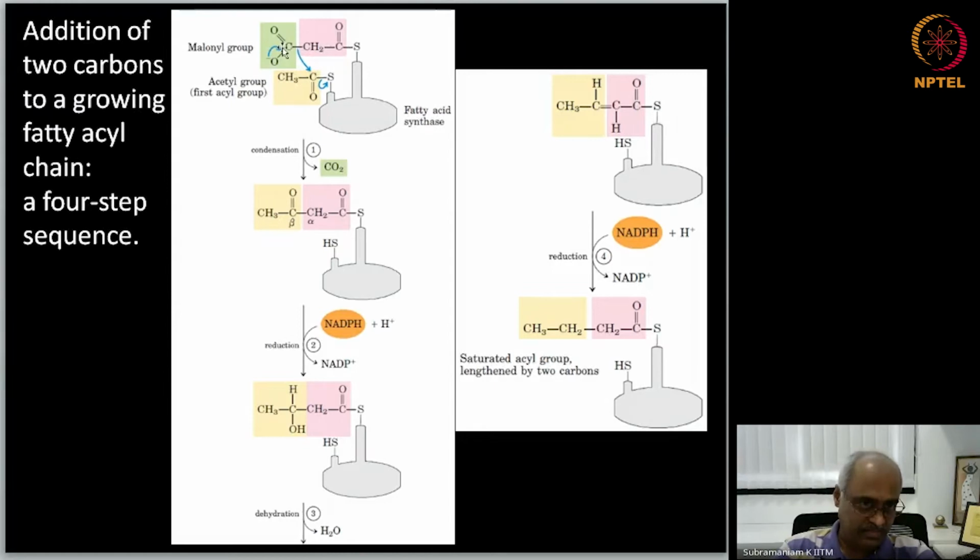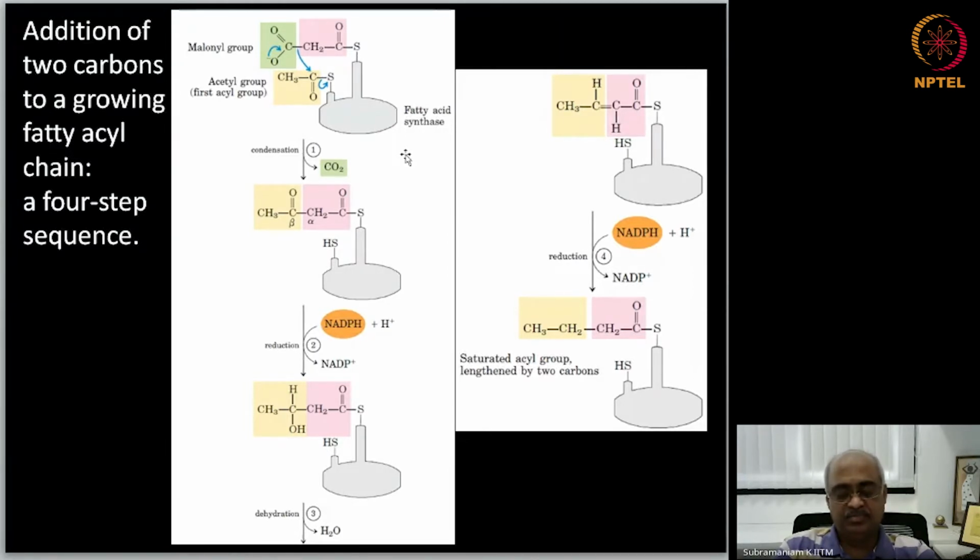But before that, let me start with the first step. So this acetyl-CoA joining, the two carbons at a time joining, is catalyzed by an enzyme complex called fatty acid synthase. This enzyme has 7 active sites. In vertebrates, a single polypeptide chain carries all the 7 active sites. And in bacteria like Escherichia coli, you have 7 polypeptides, each one having 1 active site.